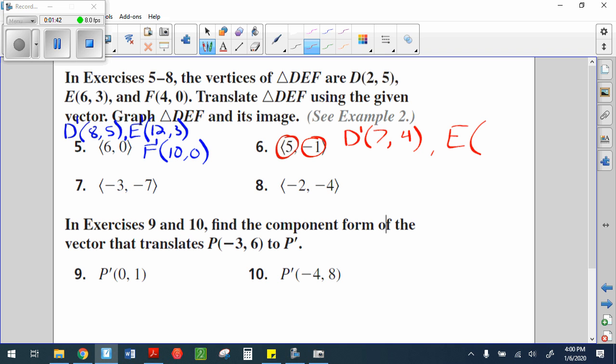E is going to be 6 plus 5 is 11, and 3 minus 1 is 2. It's E prime. And then F prime is going to be 4 plus 5, which is 9, and 0 minus 1 is negative 1.